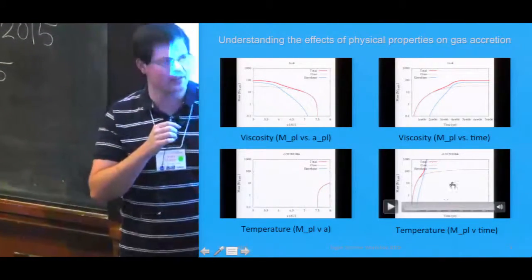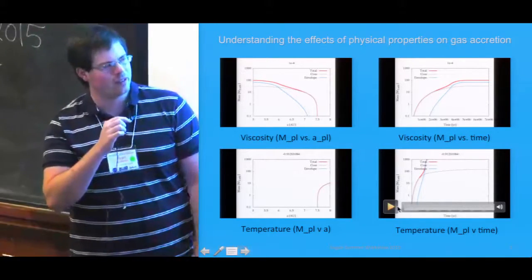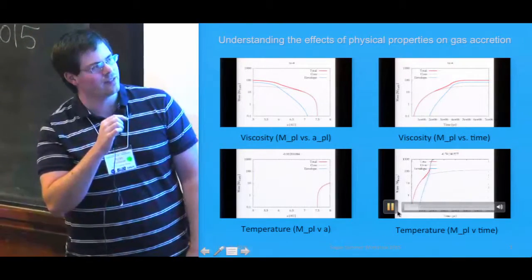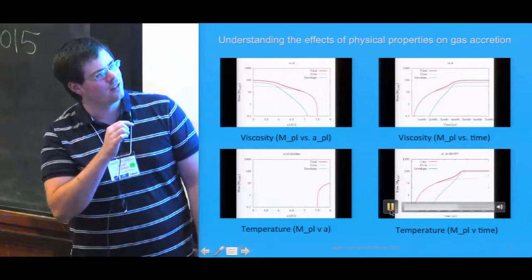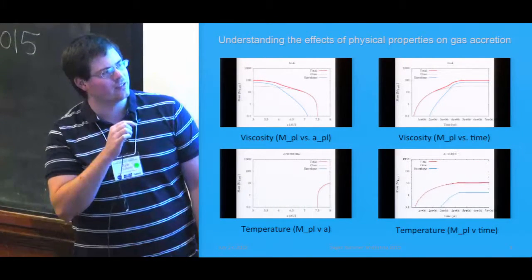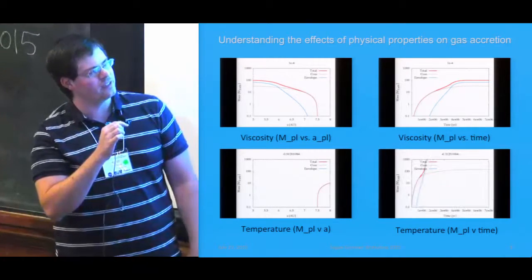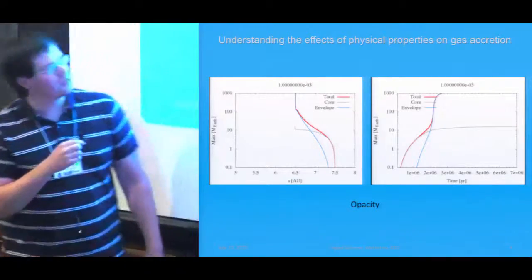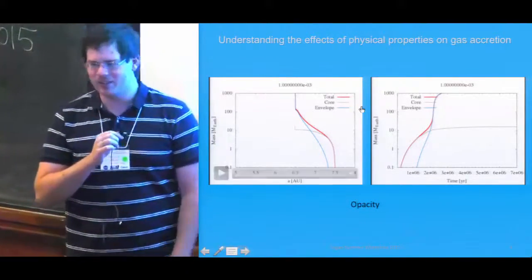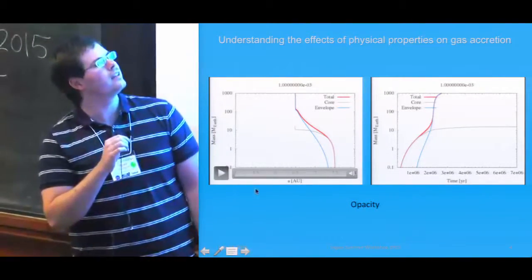And then on the right here, this is the same idea as above, but with the mass of the planet being the sum of the core and the envelope. It's a nice smooth animation of decreasing size. Okay, but perhaps the most interesting parameter that affects gas accretion is the opacity.